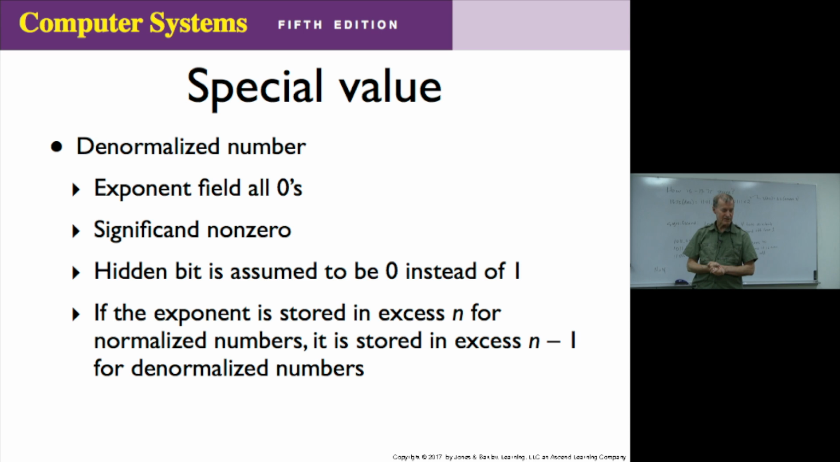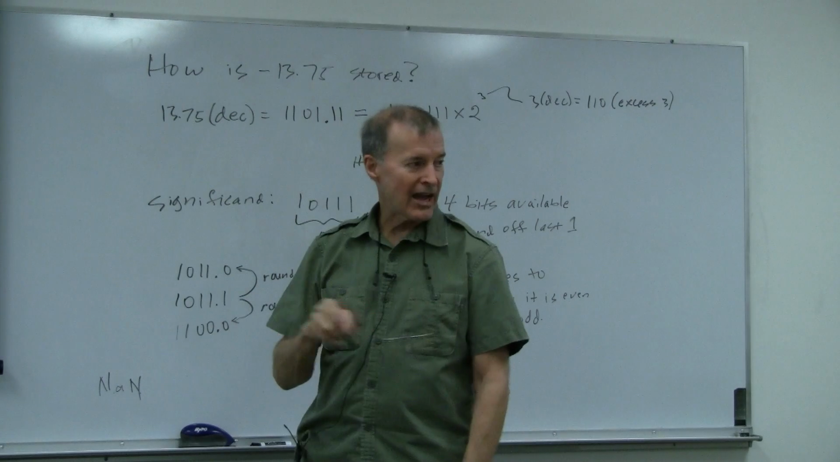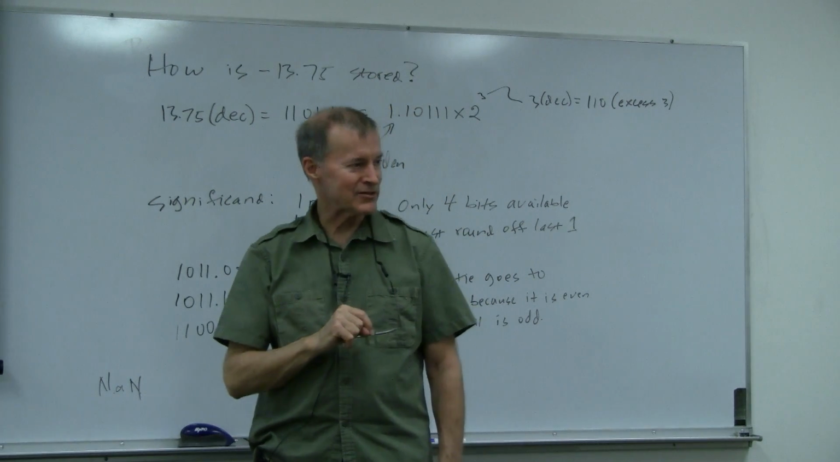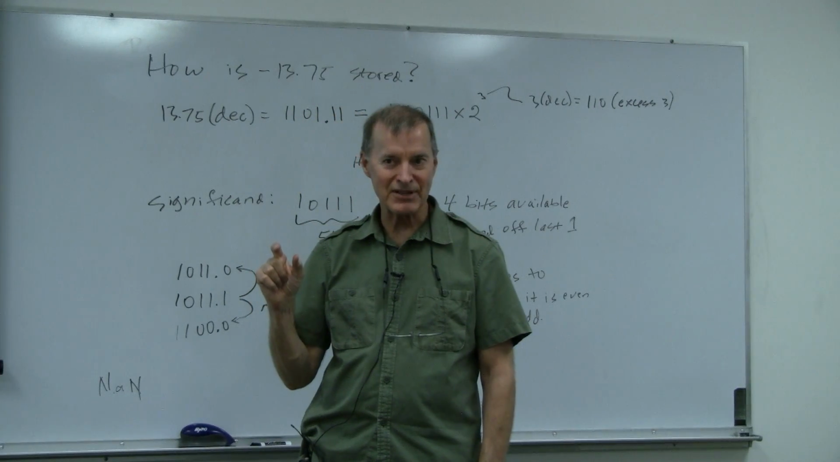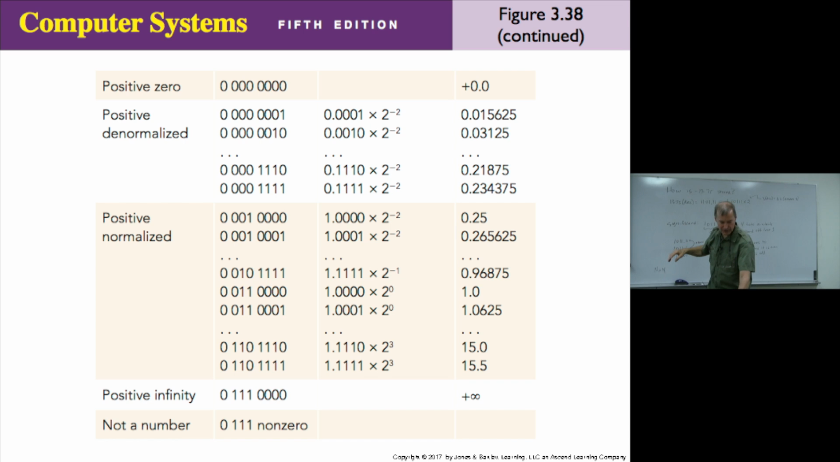The hidden bit is assumed to be 0 instead of 1, and if the exponent is stored in excess n for normalized numbers, it is stored in excess n minus 1 for denormalized numbers. Like in our small example, if it's stored in excess 3 for normalized numbers, it's stored in excess 2 for denormalized numbers. Now here comes the answer to the question of why use excess 3. This is in figure 3.38, actually.